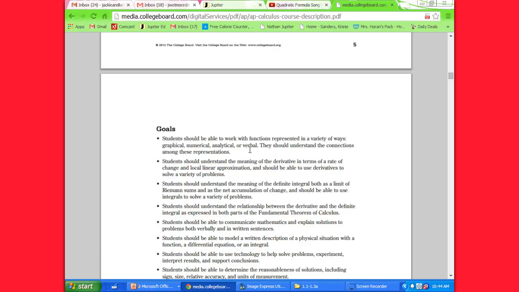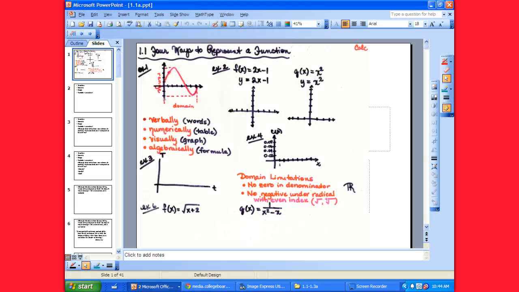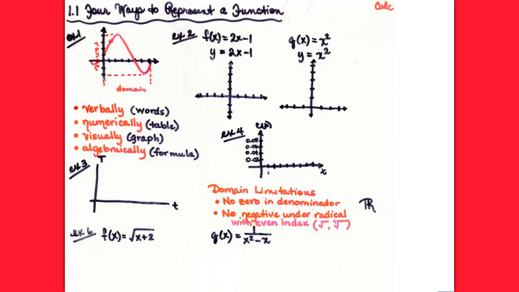They said that they were going to represent it algebraically, where we would represent it with a formula. So you can see that here as well when they're talking about analytically. They're going to represent them numerically with a table of values. There it is right there, numerical. They're going to represent them verbally in words. There it is right there. And they're going to represent it visually with a graph, and AP is just saying graphically, right? So from our very first lesson, that's going to be our emphasis all the way through.